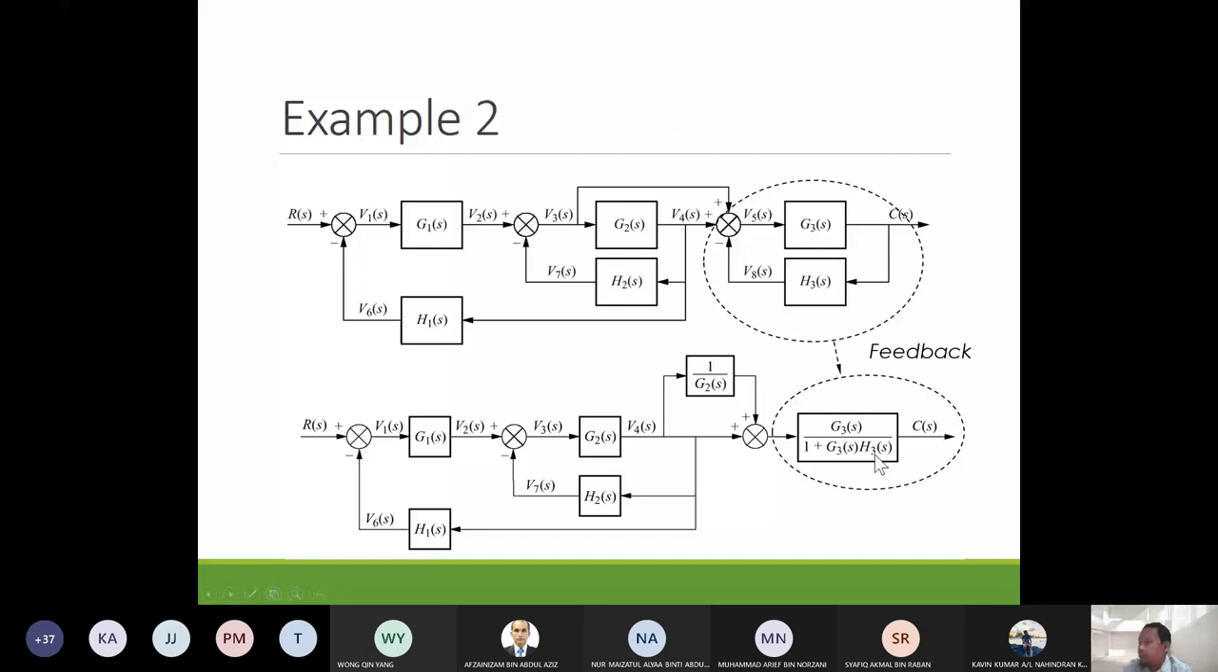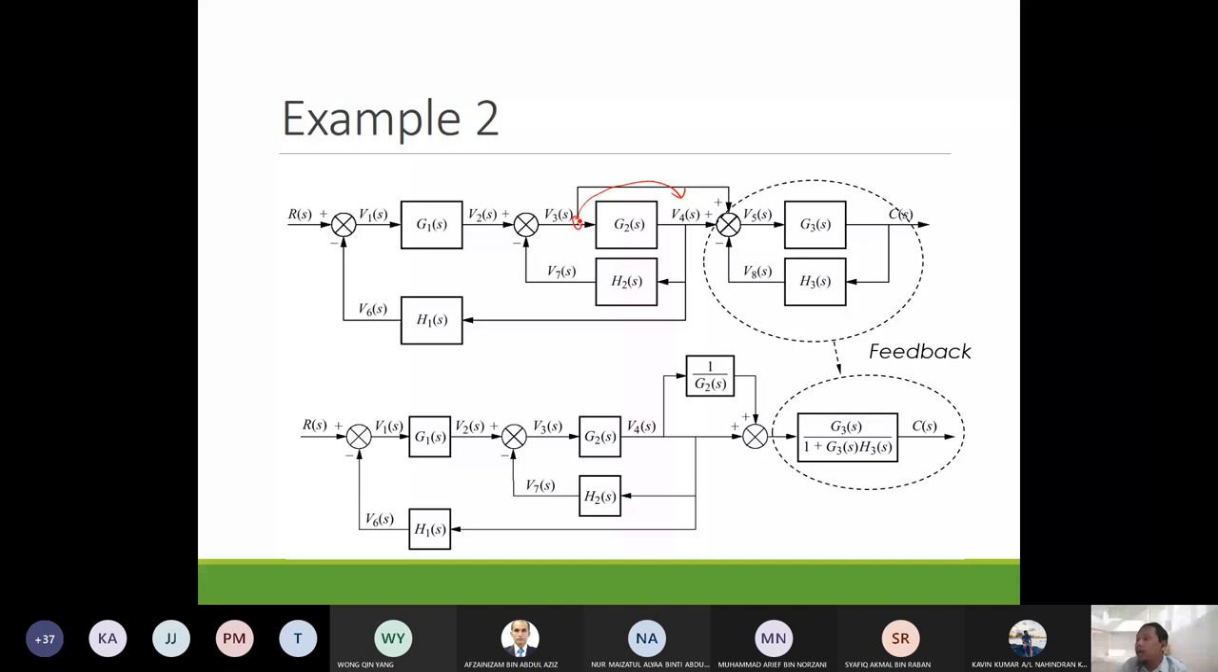So plus, because this is minus. Okay, this is minus, so you get plus. And then what the example did was it brings this pickoff point here. You can shift this pickoff point to the right, or you can shift this summing junction to the left. You can do that, but the rule is you start with the pickoff point first. It's better if you start with the pickoff point. So if you start with the pickoff point, you will shift this pickoff point to the right.